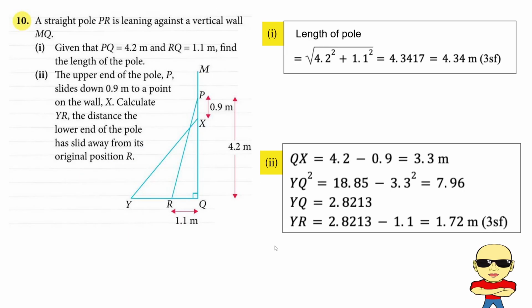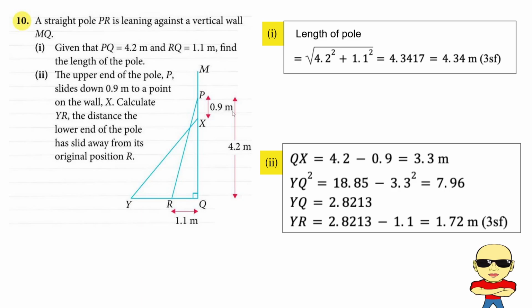Right, next one. A straight pole PR is leaning on the wall. We are supposed to find the length of the pole. If you look at this, the pole is the hypotenuse of triangle PRQ. Therefore, using Pythagoras theorem again, 4.2 squared plus 1.1 squared, we find that the length of the pole is 4.34 meters, rounded off to 3 significant figures.